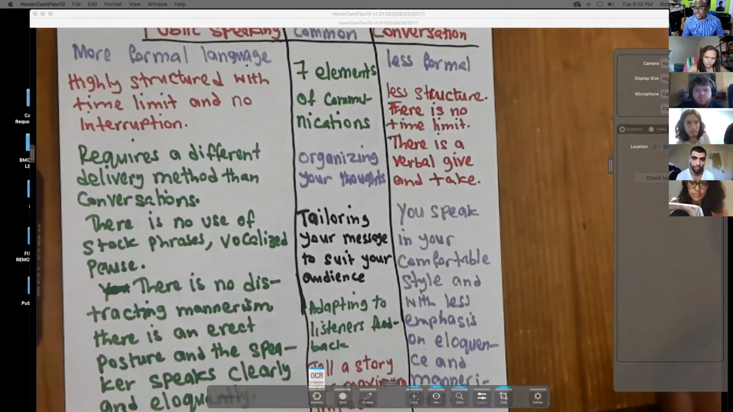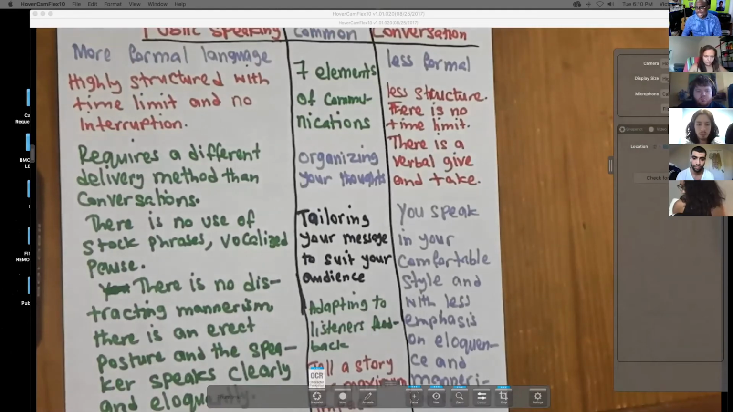What they have in common, one of them is 7 elements of communication, also known as the speech communication process. We're going to get to that in a minute. Organizing your thoughts. Whether you're having a conversation or a public presentation, your thoughts, your ideas are organized. It has to be formalized for your audience to understand what you're saying. Either way. Also, in both public presentation and conversation, you also need to tailor your message to suit your audience.